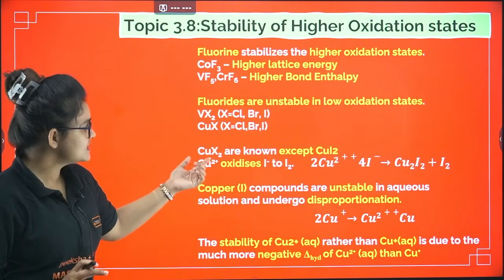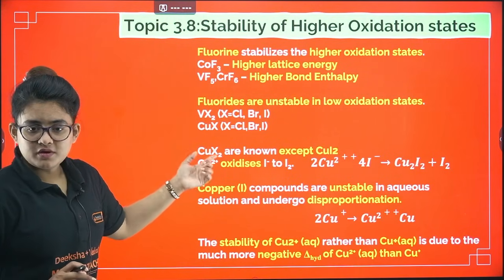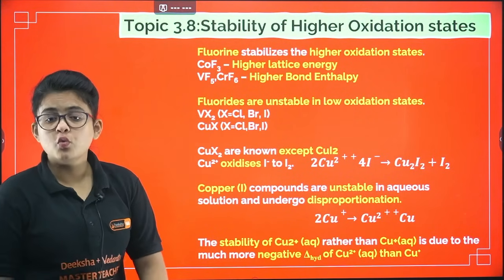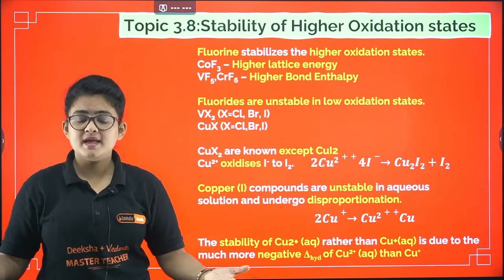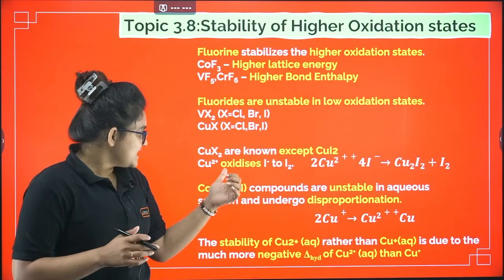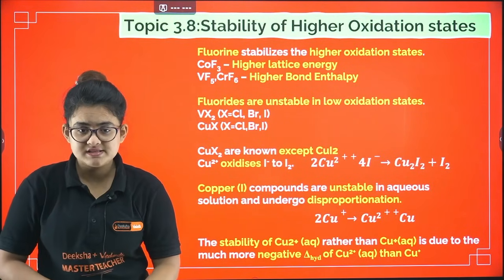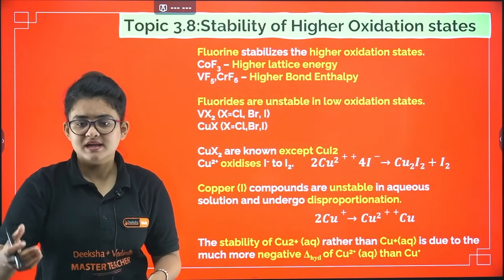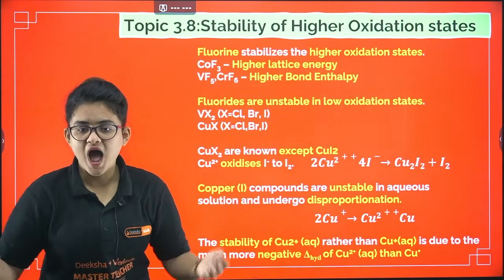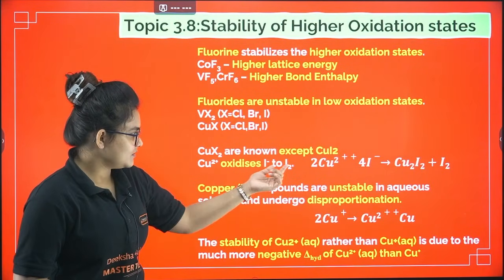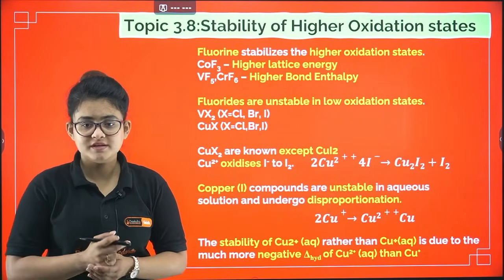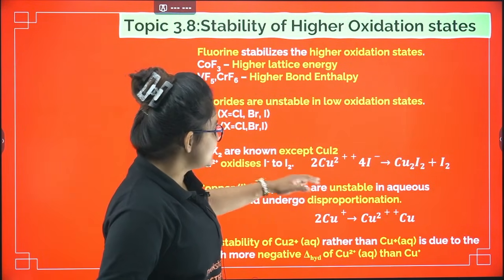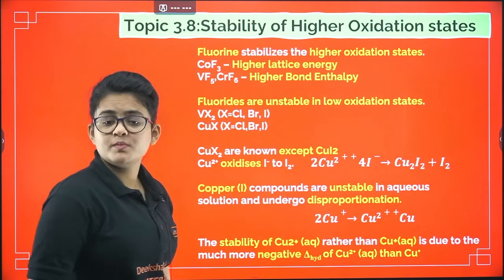Okay, next. One more question comes: CuX2 are known except CuI2. Why? Means CuI2 doesn't exist. Why? Because what does copper 2+ do? It oxidizes I- to I2. If it oxidizes I- and forms I2, then how will the CuI2 compound form? There is no chance, right? So yes, let's proceed.